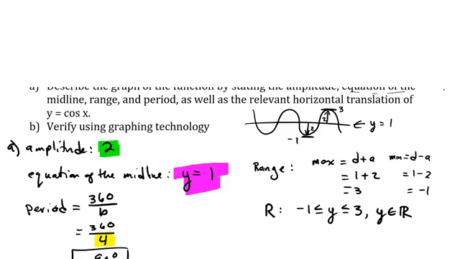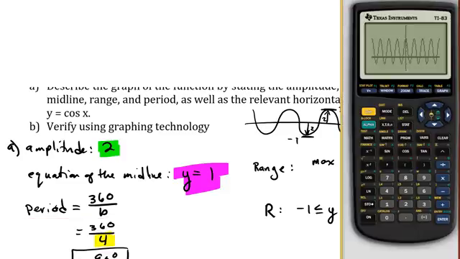So there are a few things that we can check here. We can see that the amplitude is 2 because I go 1, 2, 3, 4. The whole height of it is going to be 4, and half of that is going to be 2. I can see just from here that the equation of the midline is 1. Great. And I can see that I go from negative 1 to positive 3.